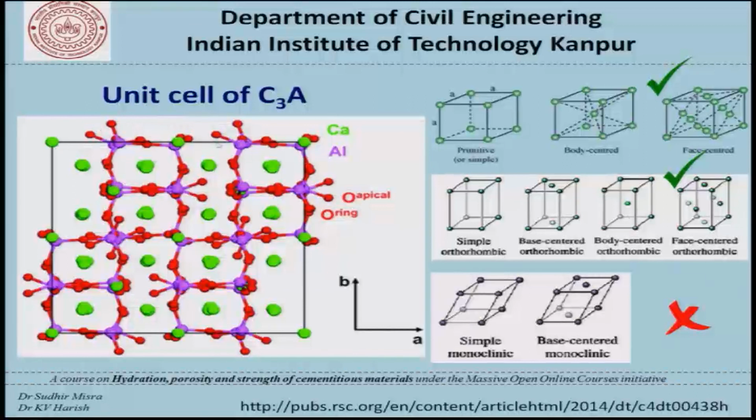And what you see in the left side is the arrangement of ions within one unit cell, where the green color represents the calcium ions. So, you basically have 3 calcium atoms clubbed together, and surrounding that you have the aluminum and the oxygen atoms.